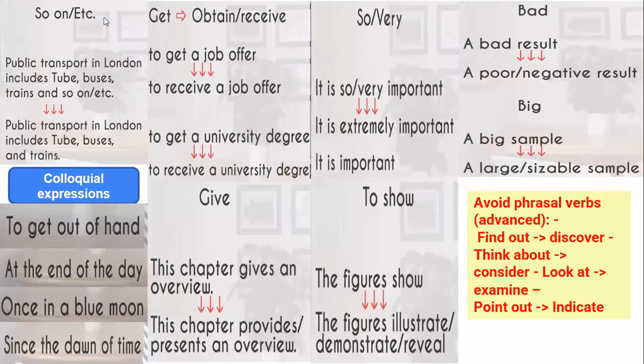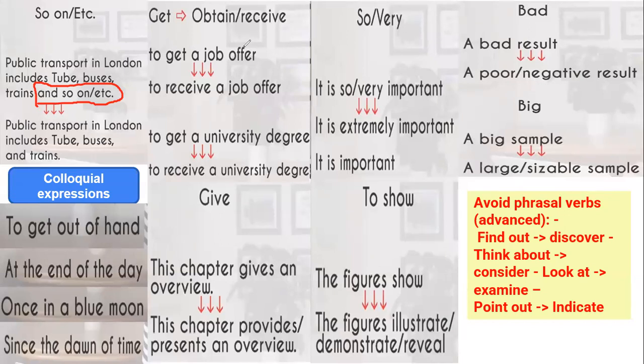Then "so on", "etc." No. "Public transport in London includes tube, buses, trains, and so on, etc." No. "And so on, etc." is not a good way of writing. You need to write: public transport in London includes tube, buses, and trains. That's all. No "etc." and all.